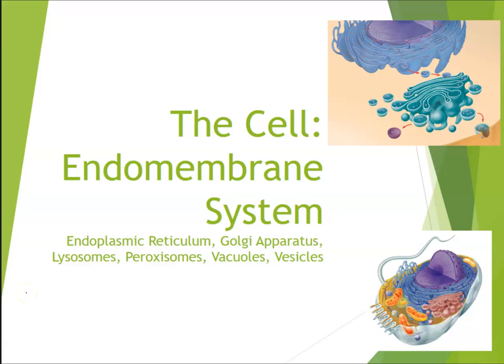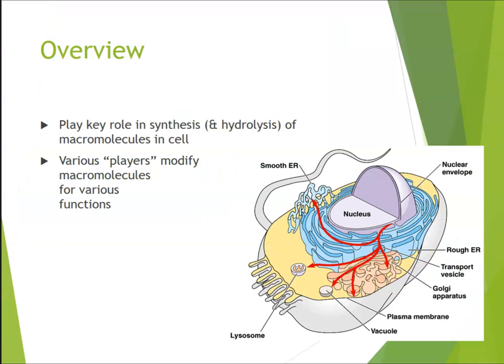Today's lesson is on the endomembrane system. This includes the endoplasmic reticulum, Golgi apparatus, lysosomes, peroxisomes, vacuoles, and vesicles. All of these together play a key role in the synthesis and hydrolysis of macromolecules inside the cell.